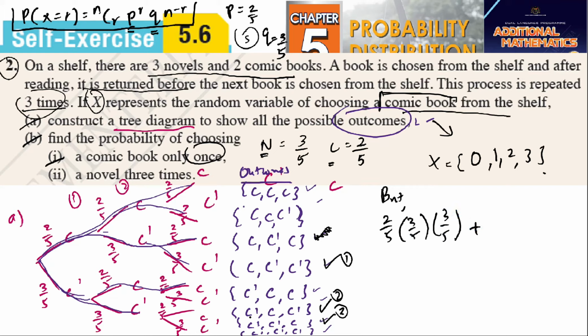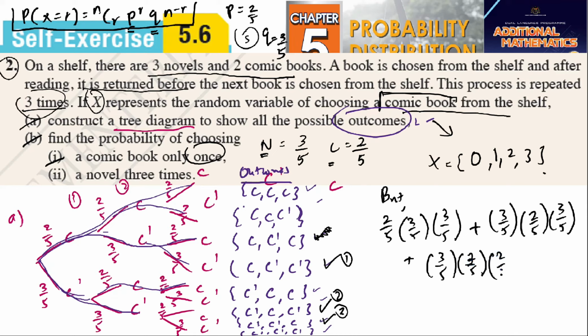plus the second one. You can see that this one is C prime, which is 3 over 5, C is 2 over 5, and this one is 3 over 5, plus the third one, C prime, C prime, C. Okay, so you are supposed to get 54 over 125. So this one you get 54 over 125.